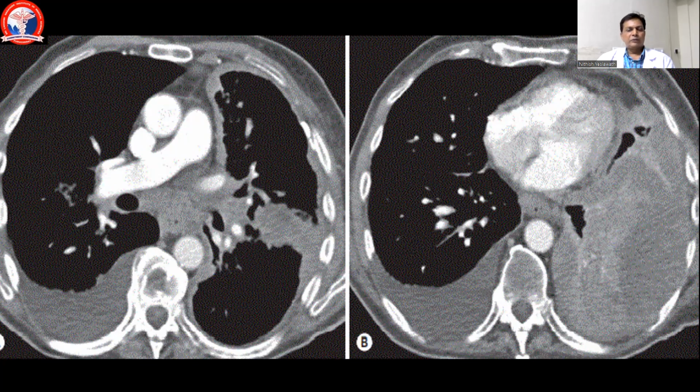So these are the various mediastinal pathologies we saw on imaging. With this, we end here. Thanks.